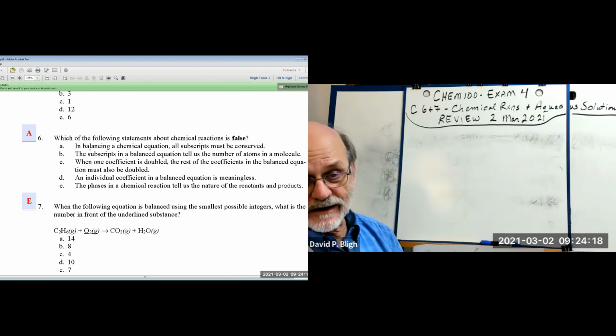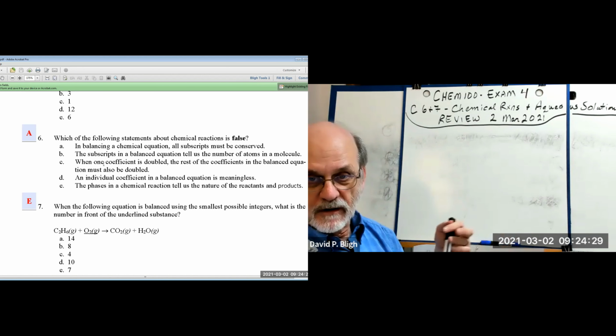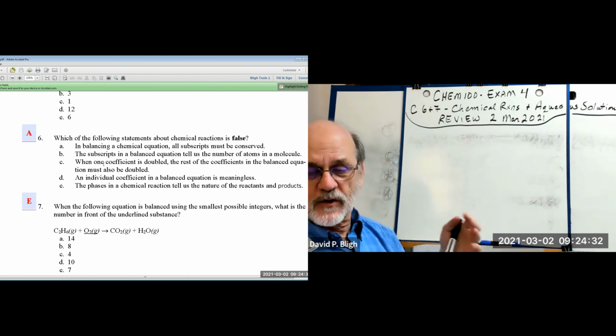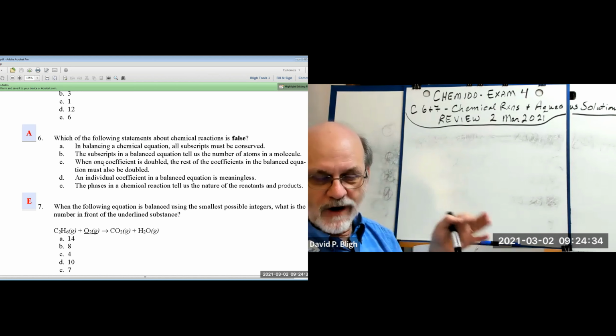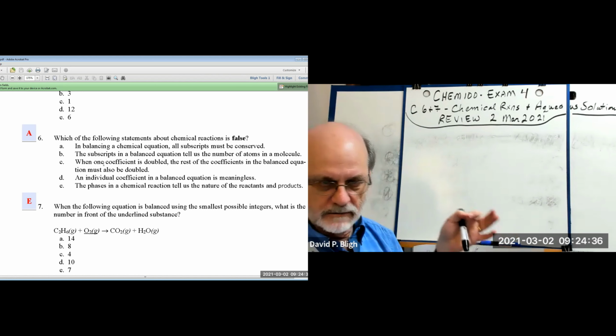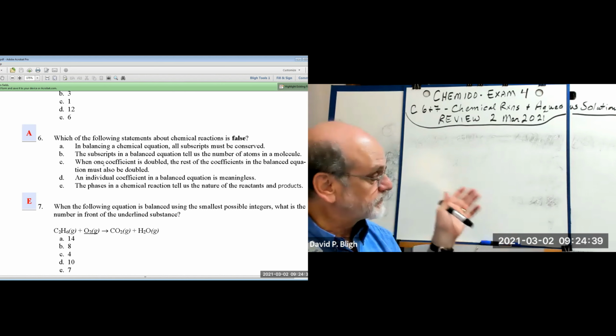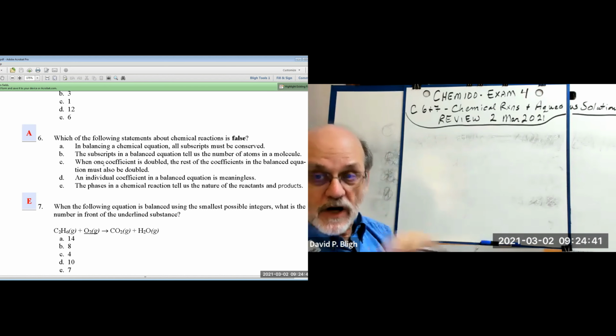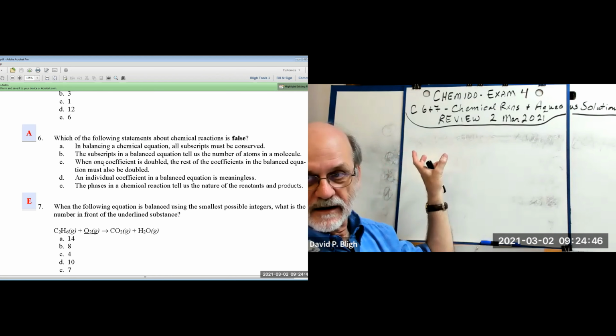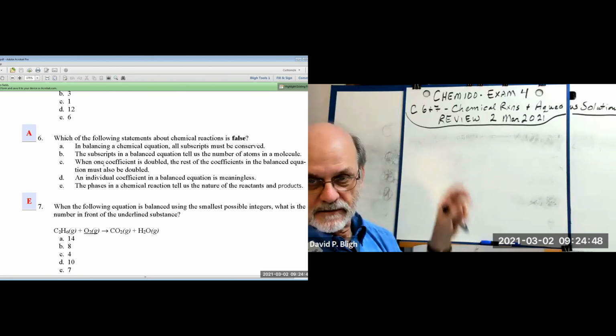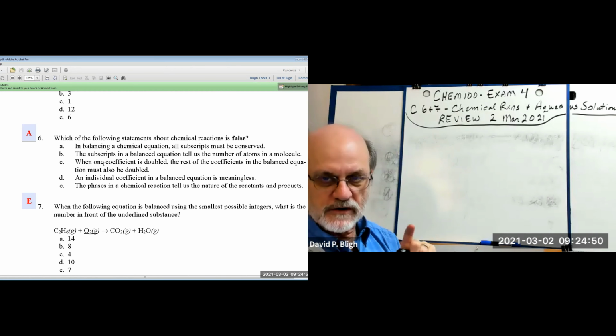We actually did a slide on this one in the lecture. So the only statement in here that's false is when you balance a chemical reaction, all the subscripts must be conserved. It's wrong. The subscripts are established by writing the correct compound or element, as the case may be. And then you don't touch the subscripts after that. Once you've written the compound correctly, then the subscripts are off limits. The only way you can balance an equation is with coefficients.